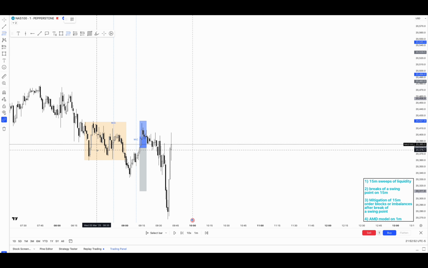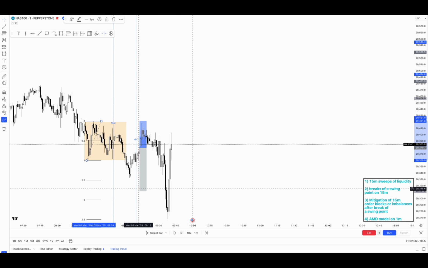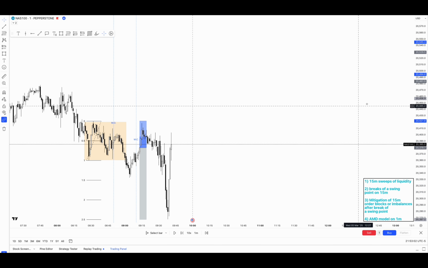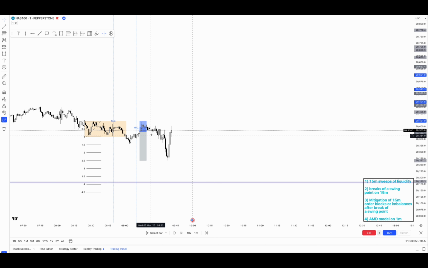I'm going to mark it as a loss, but it looks like I still could have won, depending on how I set my stop loss. But I guess that's a trade idea. I wouldn't even really take this trade if it was real life, because I don't like taking continuations. I would have just waited for it to get down to this imbalance here.